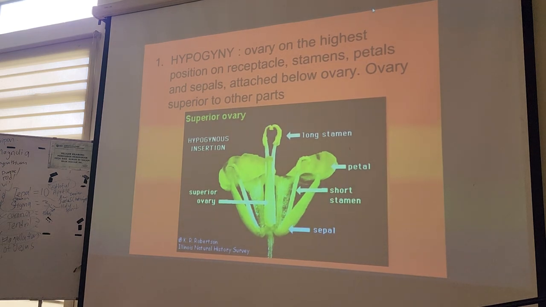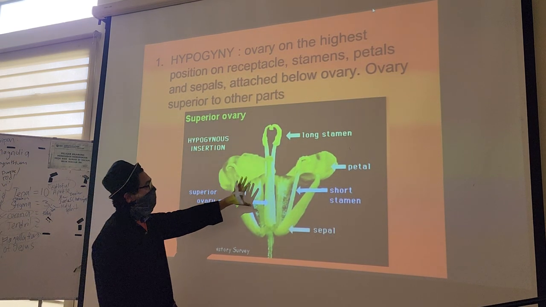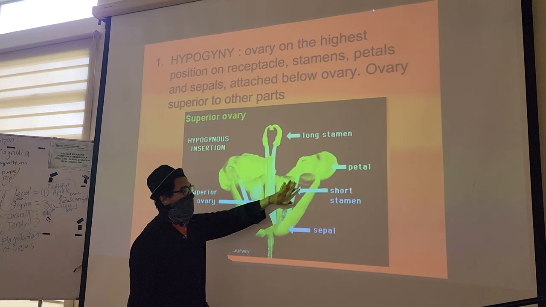Yeah, so this is hypogyny. When you say hypo, epi, peri, it's actually referring to other parts than the ovary. Okay? Other parts, petal, sepal, all those. Right? So, superior ovary, ovary on top. Other parts, everything is at the bottom.